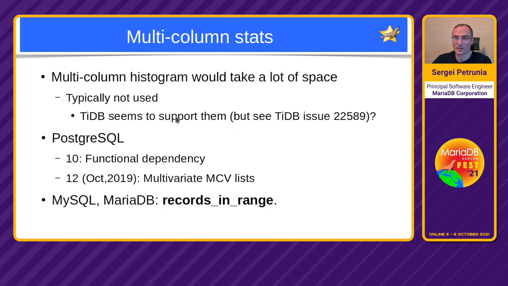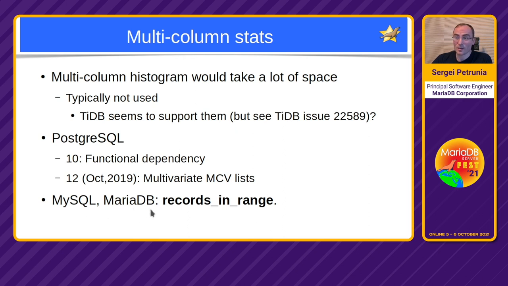Although I see that TiDB does support them. Although they have an issue which I'm not sure whether it's useful for them. PostgreSQL, in the recent versions, did some improvements to support multi-column statistics. The most notable is multivariate most common value lists.